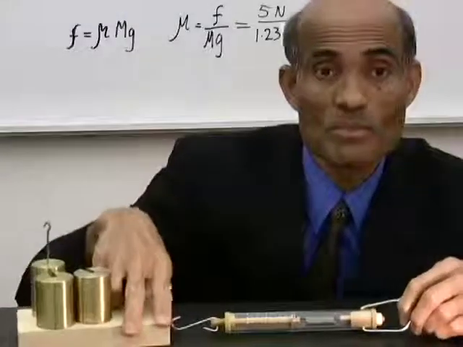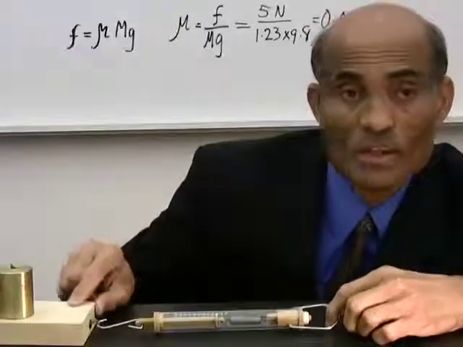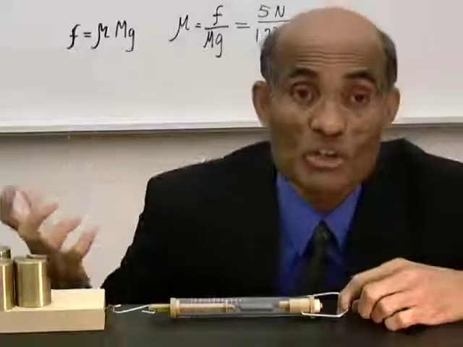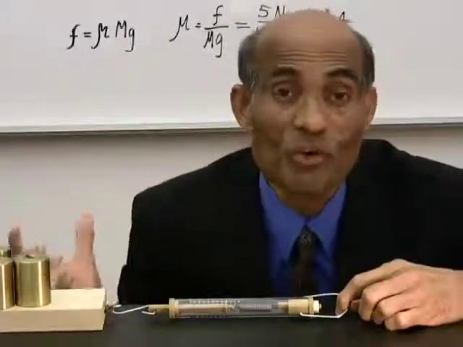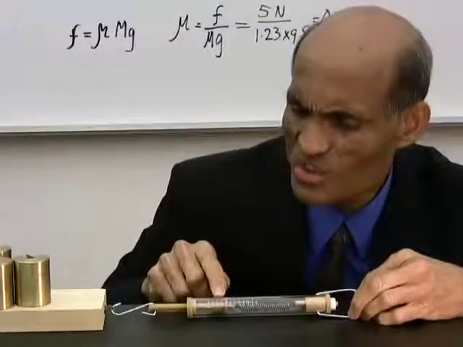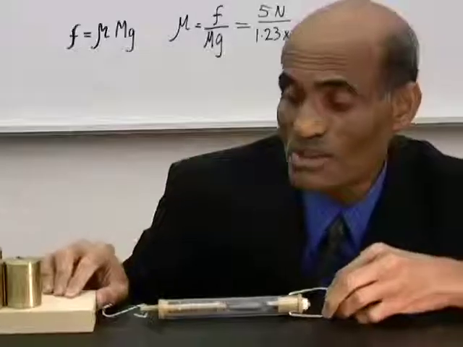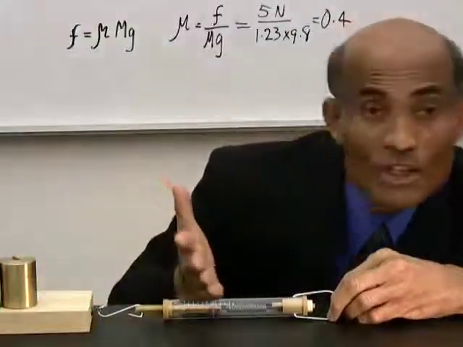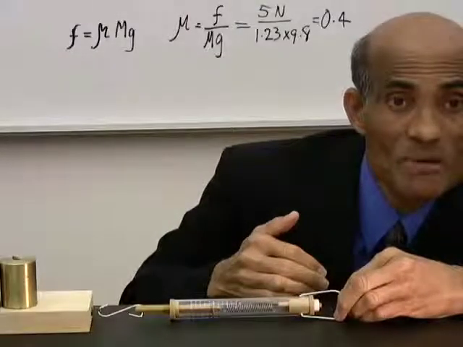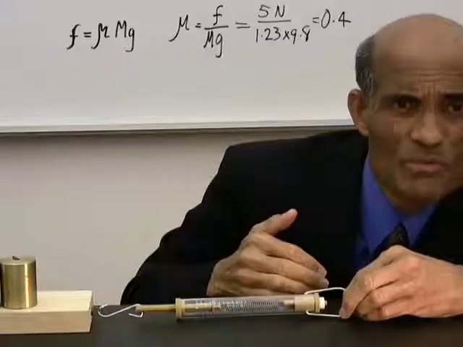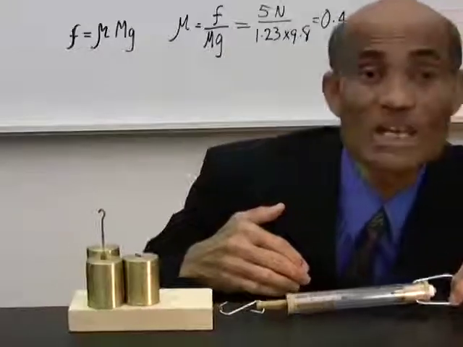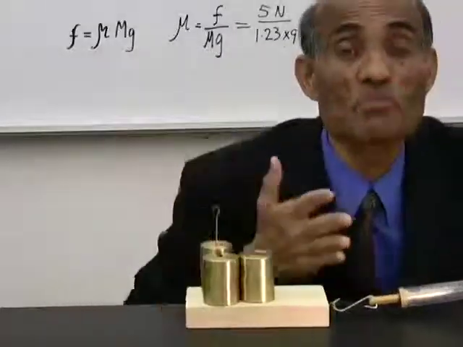So, one more time. Watch that carefully. In order to set it in motion, in order to break the bond between the two surfaces, the maximum frictional force is 7 Newton. And you notice that the moment it begins to move, the scale shows a lower reading. Now, that's the maximum. The moment it moves, you need only a lesser amount of force to keep it moving.